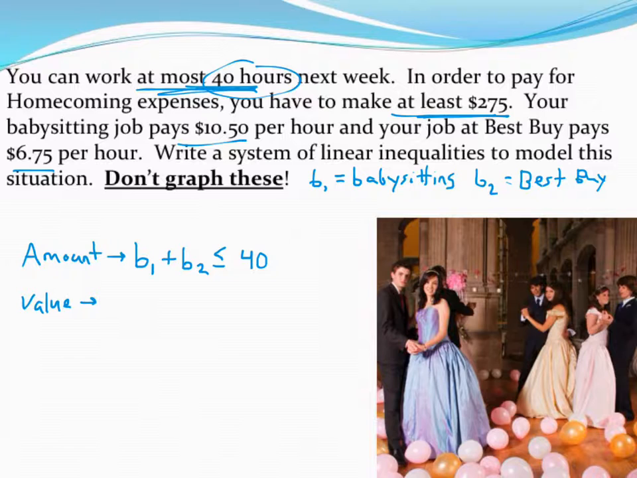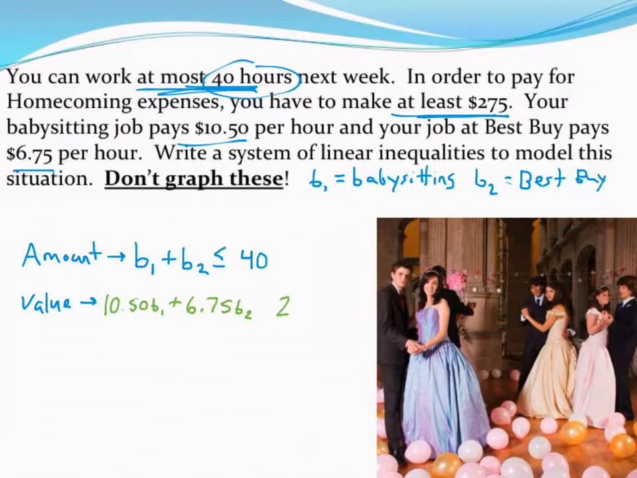Now, for your value equation, this is where I'm going to include what I make per hour. So while I babysit, I make $10.50 an hour. So I'm going to say $10.50 times B1, the amount of hours I spend babysitting, plus $6.75, the amount that I make per hour at Best Buy. And I want to make sure that the amount I make is greater than or at least $275.